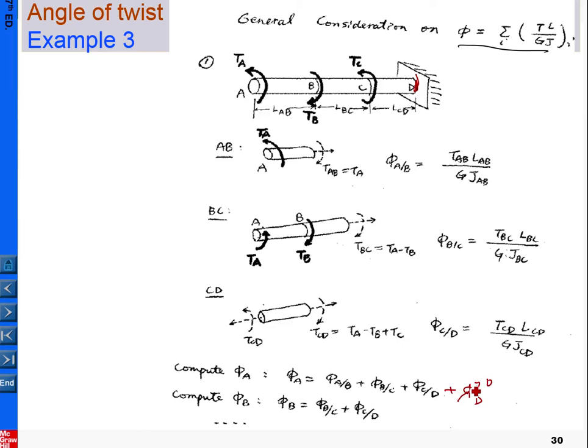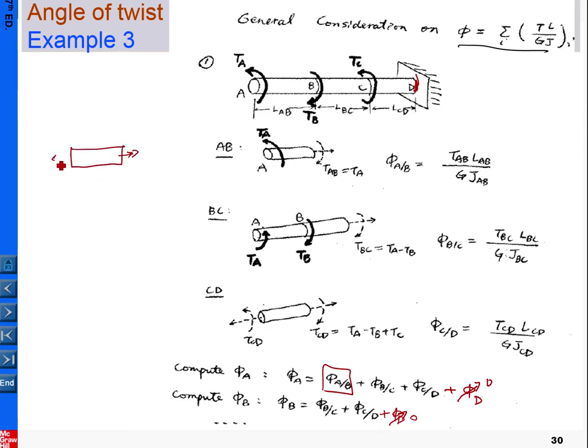Okay, so that's the reason why I didn't list it in my writing here. On the other side, if you want to find the twist angle at B, then you simply use this one, again B relative to C, C relative to D, and plus D. Again D here is 0, so I didn't write it up. So something like this. And that basically is our template, and you see this is in our generic templates.